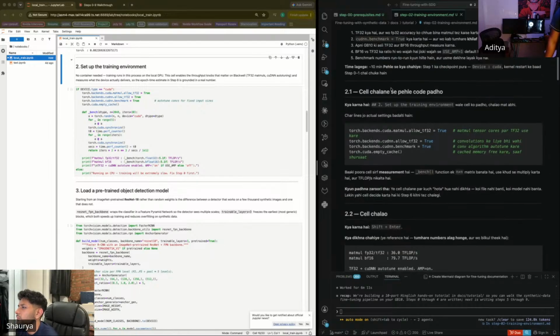Okay, what do we have to do? Read the cell: set up training environment. No container needed. Training runs in this process on the local GPU. This cell enables the throughput knobs that matter on Blackwell: TF32 matmul, cuDNN auto-tuning, and measures what the device actually delivers, so the epoch time estimate in step 6 is grounded in a real number.